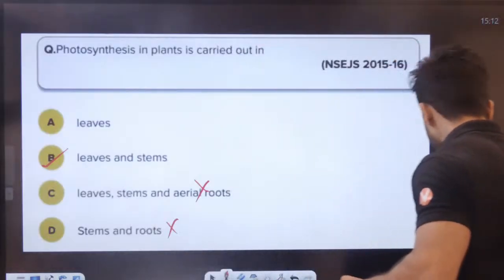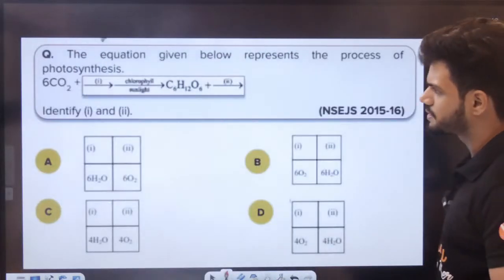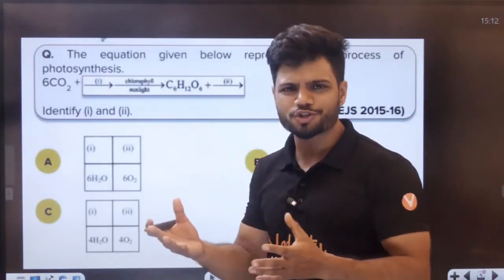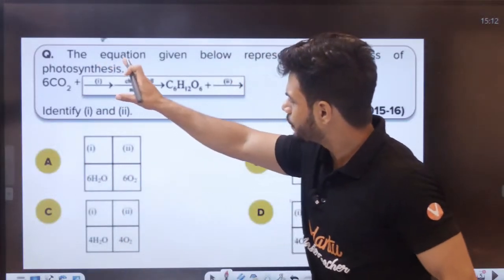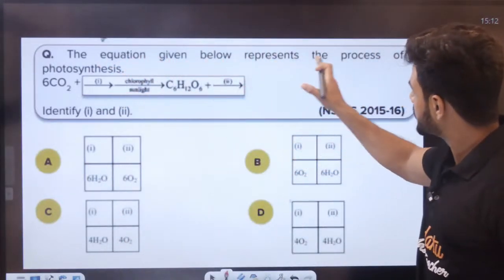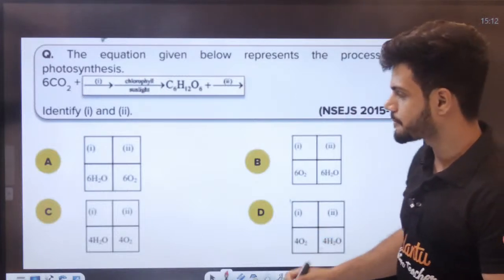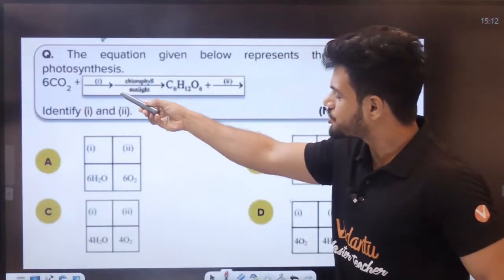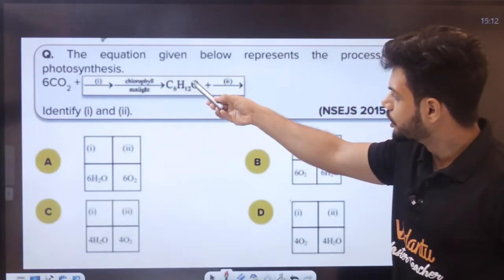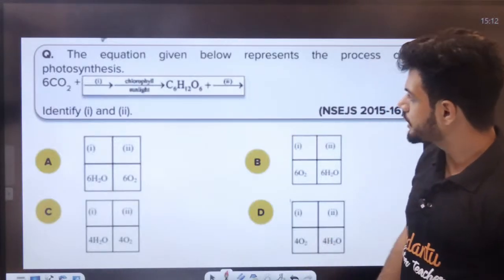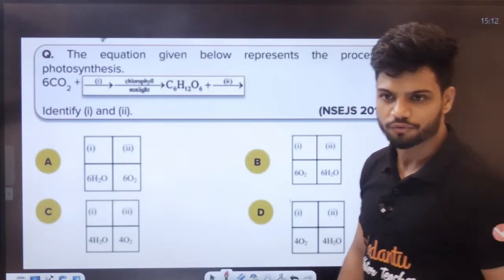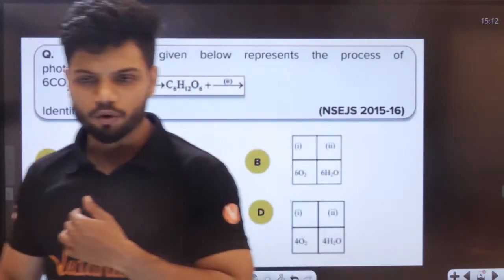Okay, now next question on the board, students. Again, if you know the equation of photosynthesis, it's a very easy question. The equation given below represents the process of photosynthesis: CO2 plus H2O, sunlight and chlorophyll give you glucose plus oxygen molecule. Now students, you need to balance it out.